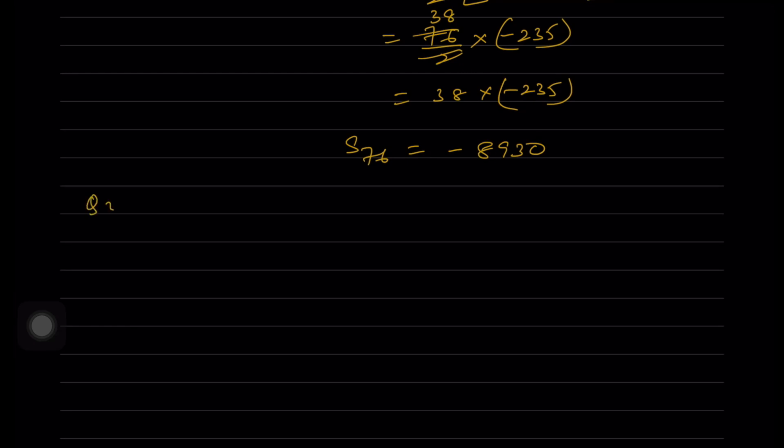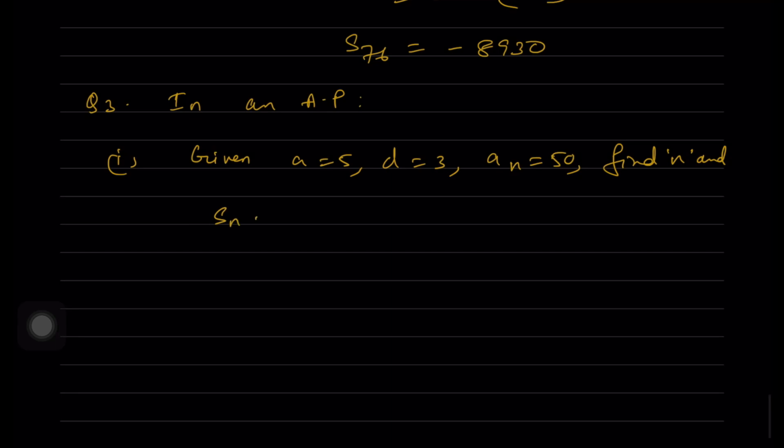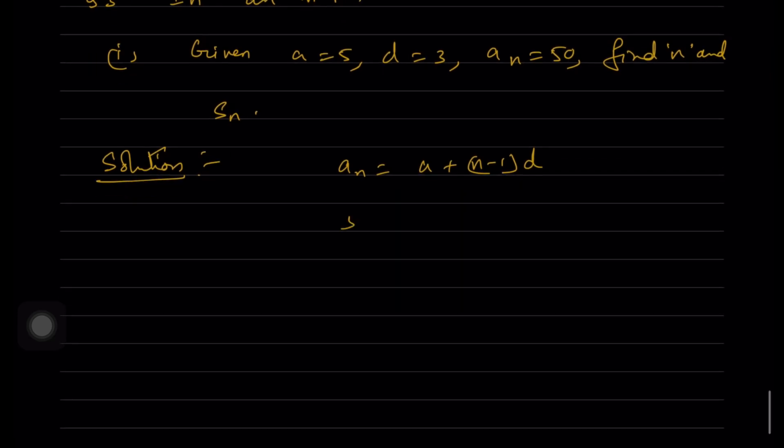Now in question 3, what we have in an AP, we have 10 under this. So the first one is given A is equal to 5, D is equal to 3, An is equal to 50, find N and Sn. So we have to find this problem. So the solution for this is, we know that An is equal to A plus n minus 1 into D. So we are given An as 50 is equal to 5 plus n minus 1 into 3. I just substitute the values given in the problem.